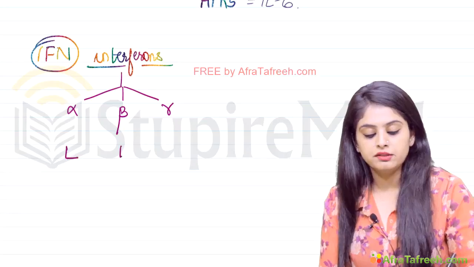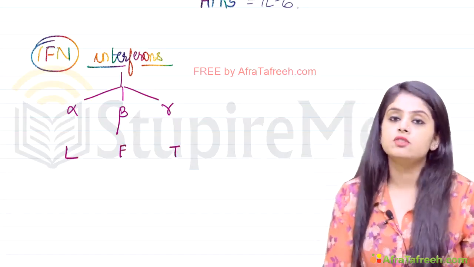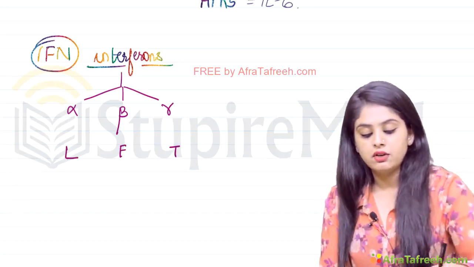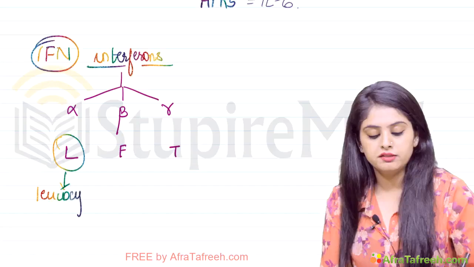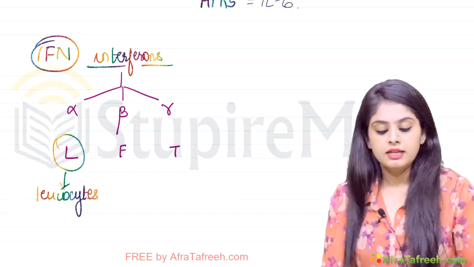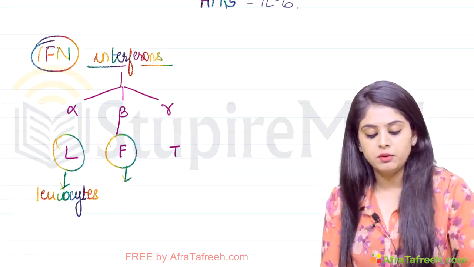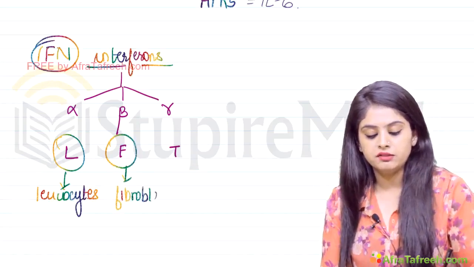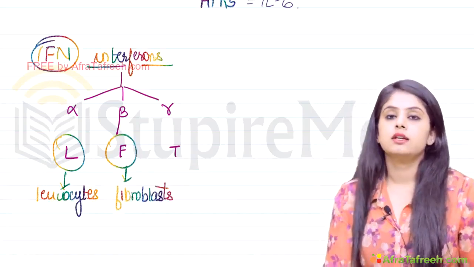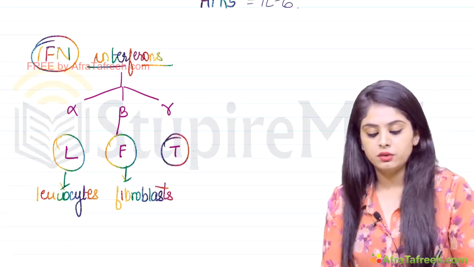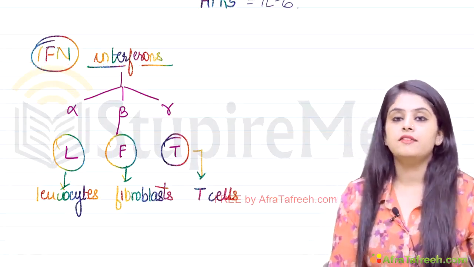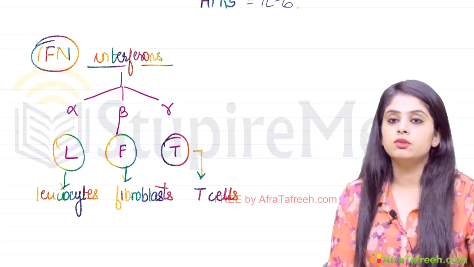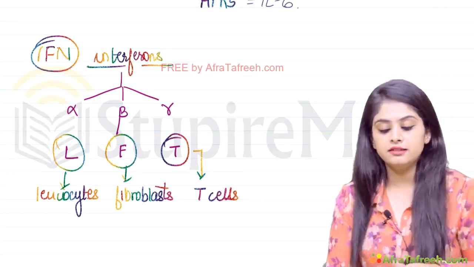The mnemonic for this is LFT, or liver function test. Interferon alpha is going to come from the leukocytes. Interferon beta is going to come from the fibroblasts. And interferon gamma is going to come from the T cells. So simple: alpha, beta, gamma, LFT, they are going to come from the leukocytes, the fibroblasts and the T cells.